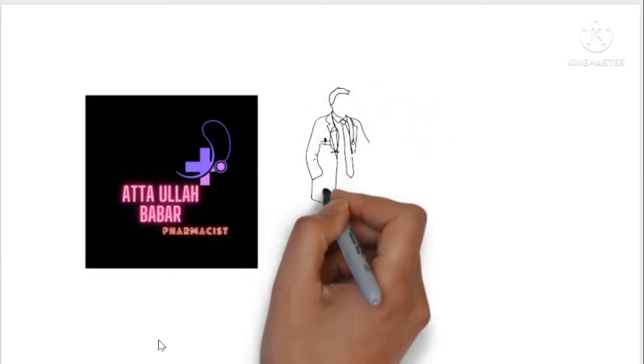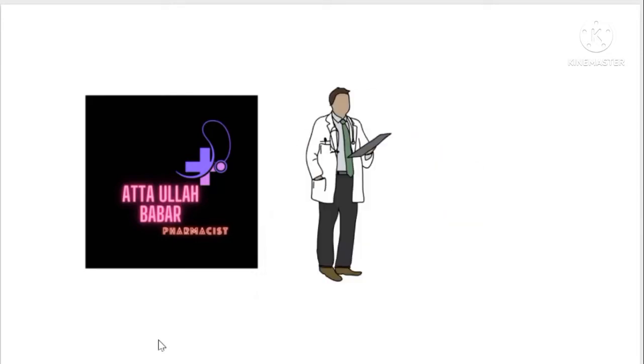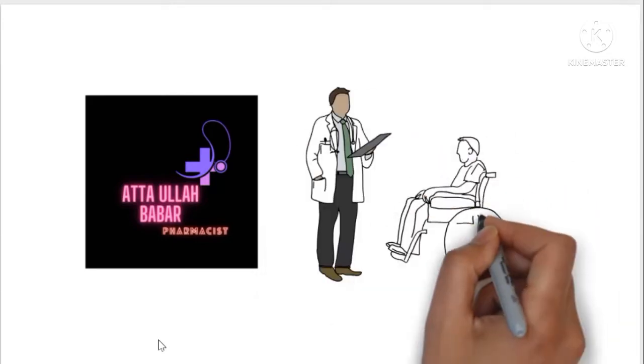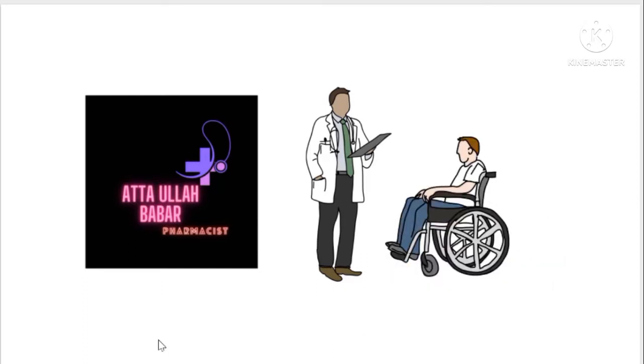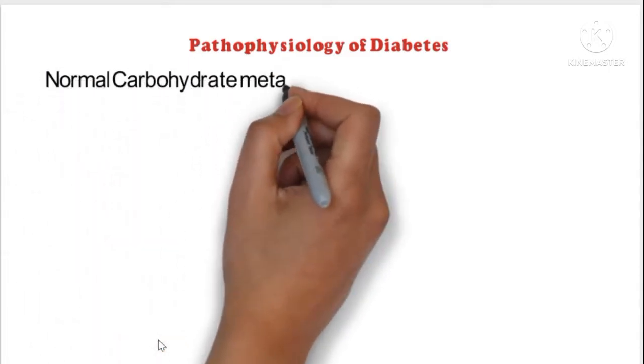Today we will be discussing the pathophysiology of diabetes. In pathophysiology we will discuss normal carbohydrate metabolism, normal insulin action, insulin resistance, metabolic syndrome and incretin effect. Let's start with the normal carbohydrate metabolism.